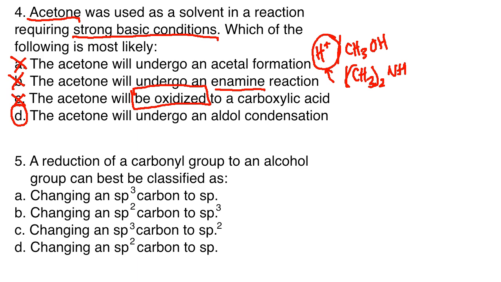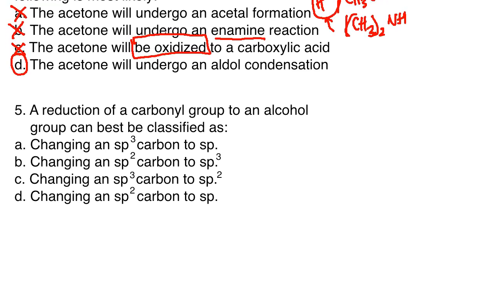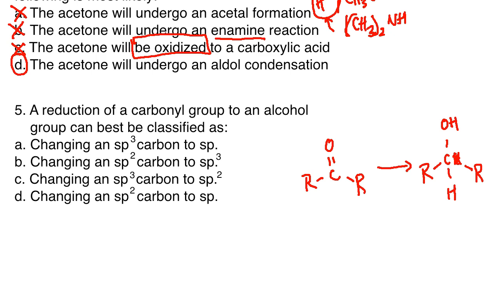Okay? And number 5, we have a reduction of a carbonyl group to an alcohol group, which can best be classified as... So think about a carbonyl group. So I have, let's say, a ketone, R, C double bond O, R, going to R, C, H, O, H, R. Right? So if I take a look at this, keep in mind that this H, we can explicitly draw out here as another bond. All right? The carbonyl group right here is trigonal planar and sp2 in its hybridization, whereas the alcohol is tetrahedral, it is sp3 in its hybridization.